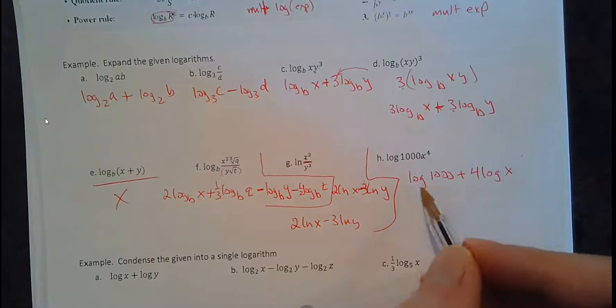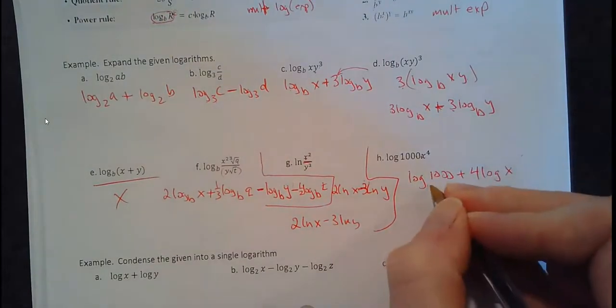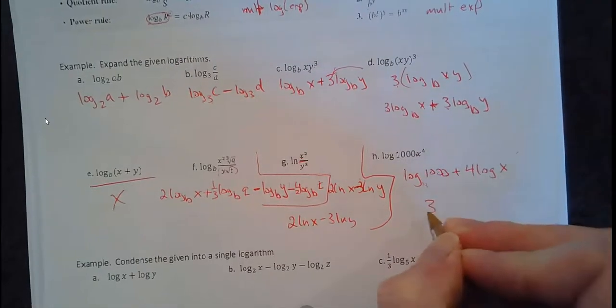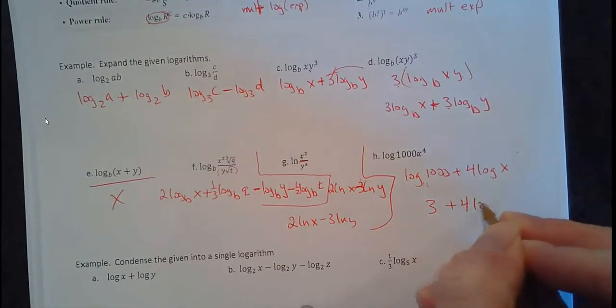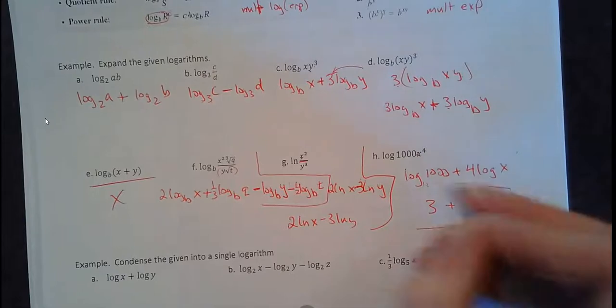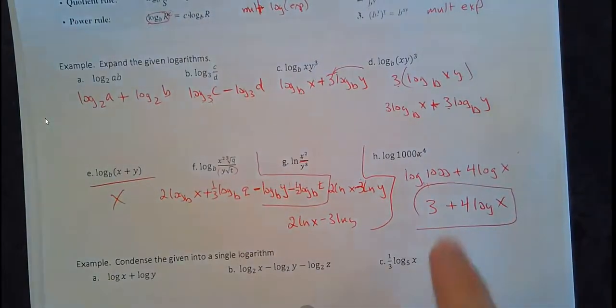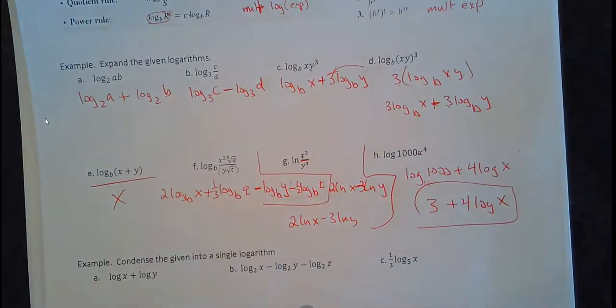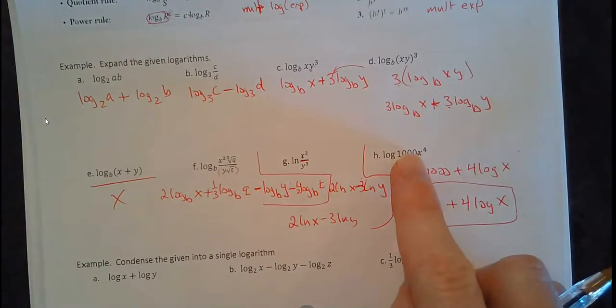Now the thing about this, I can simplify this. If this is a 10, that means 10 to what power equals 1000? That's going to be 3. So it'd be 3 plus 4 log x. So sometimes you can simplify it a little bit further. This one had a number in it. The others, all these up here, were just variables. So that's why we didn't do them. We didn't have to do that sooner. But here, those had a number, so I could do it.